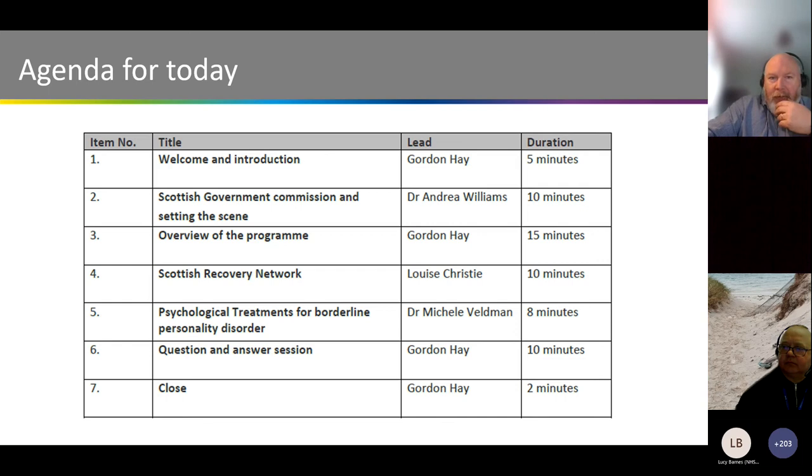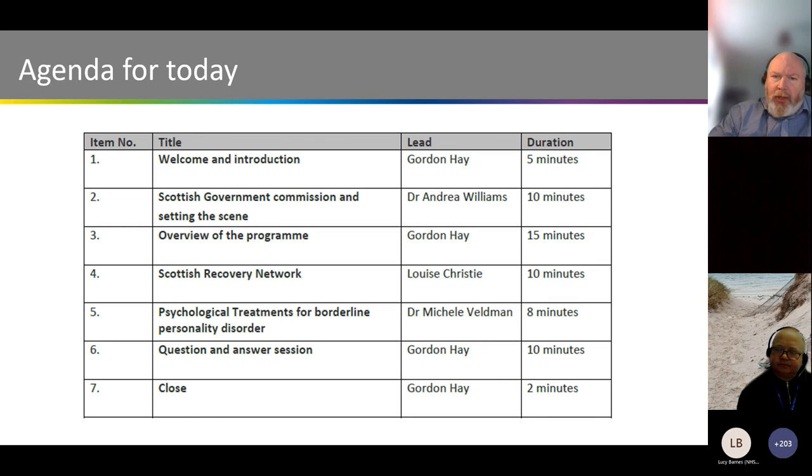A couple of things to say around language. We've named our programme the Personality Disorder Improvement Programme, following on from the precedent of the Scottish Personality Disorder Network, which is a national group with membership drawn from the lived experience community and from professionals. We make reference at times during the presentation to working with people with a diagnosis of personality disorder. Our focus and our core values as a team are firmly on the people part of that. Ours is a completely person-centred approach.